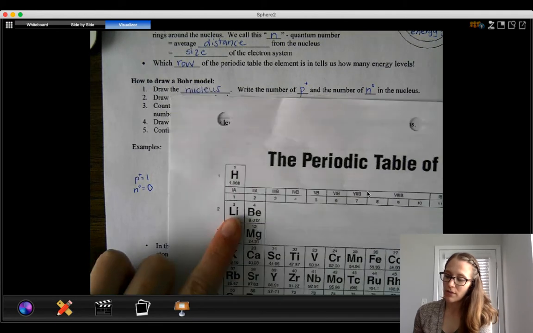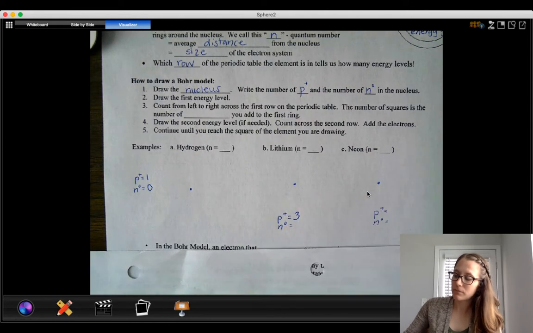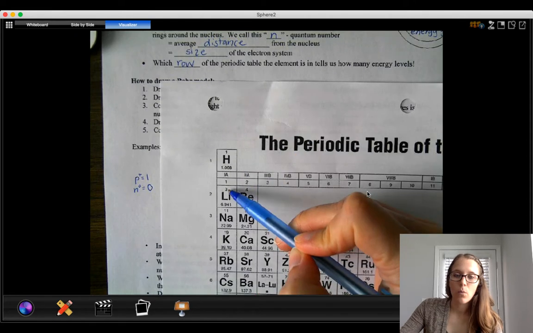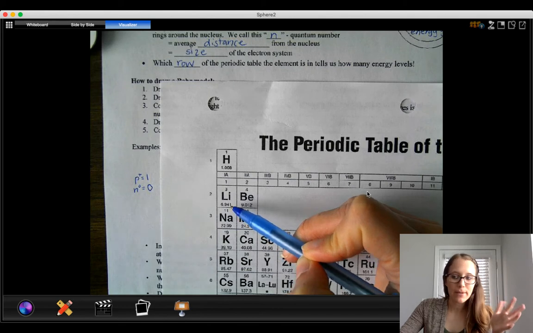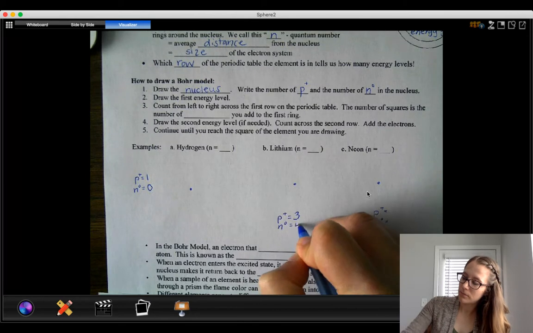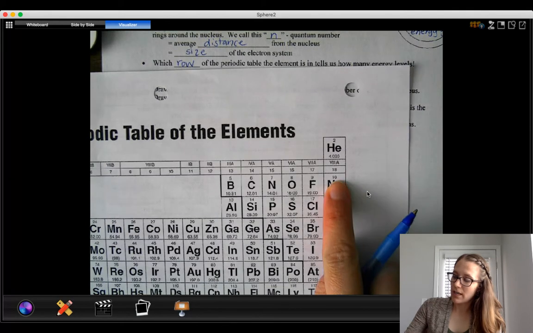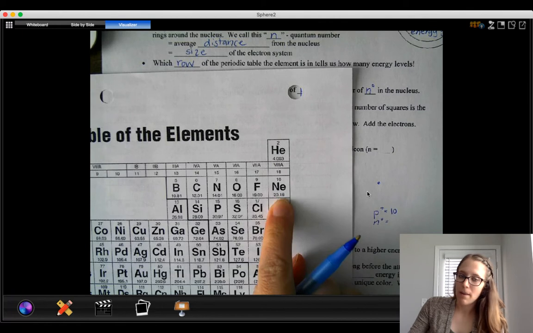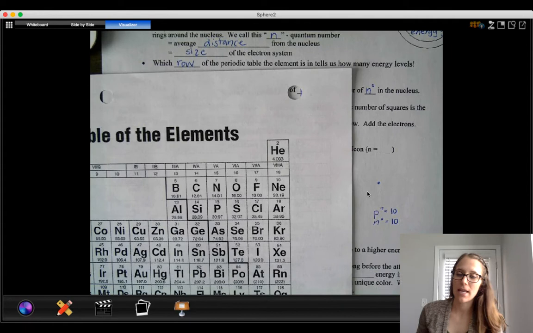So protons for lithium on the top here would be 3. And then the number of neutrons is looking at what number I'd have to add with 3 to get to 6.941. 6.941 is about 7. So 3 plus 4 would get us to 7. Last one is neon. So for neon, I have 10 for the number of protons. And then I'm looking for what number I would add to 10 to get to about 20. And that would be 10 plus 10 is 20.